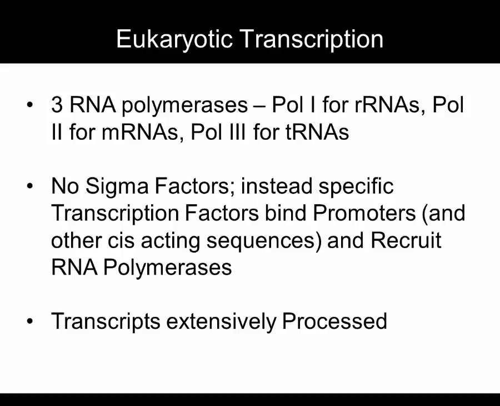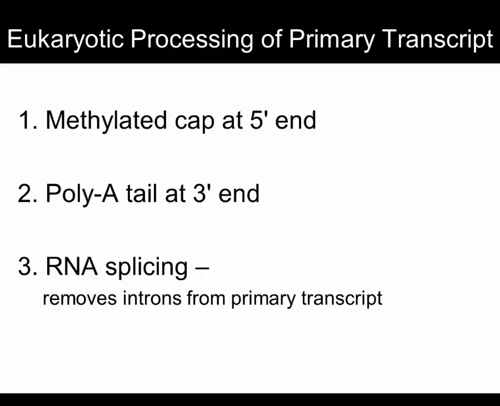Finally, in prokaryotes, the RNA molecule as it's transcribed is the final mRNA. But eukaryotic transcripts undergo processing before they can be called mRNA. There are three main types of processing the primary transcript undergoes. The 5' end is capped with a methylated guanine. A polyadenosine tail is attached to the 3' end, and regions of the genes called introns, which are not part of the protein coding sequence, are removed or spliced out.